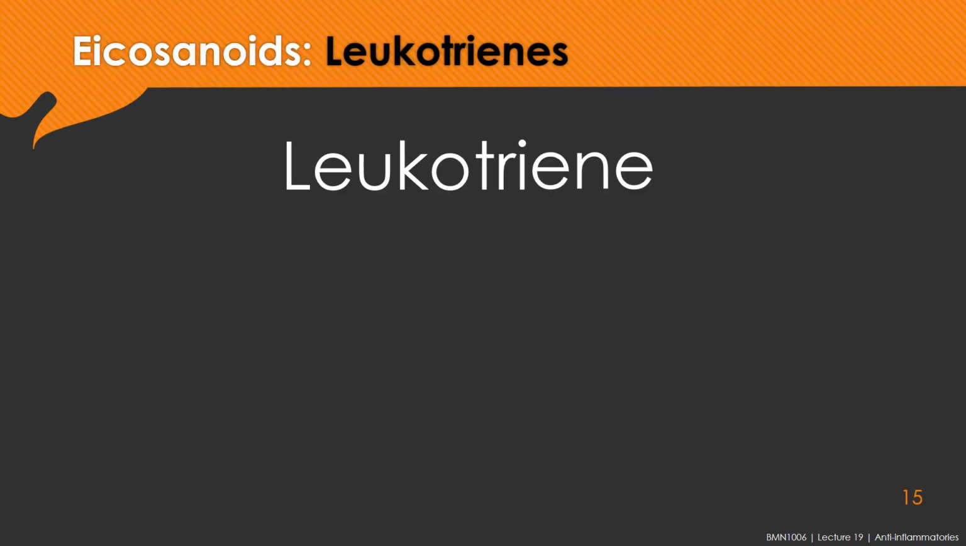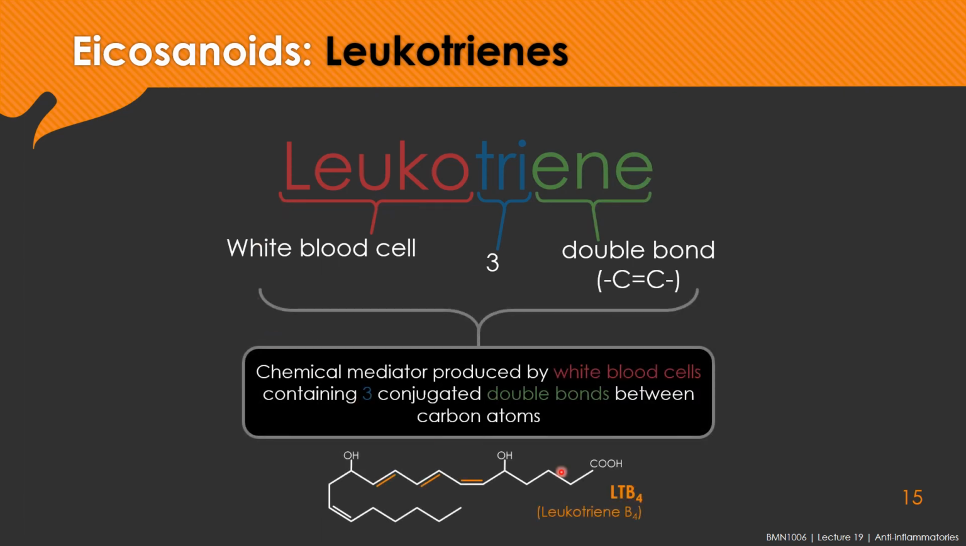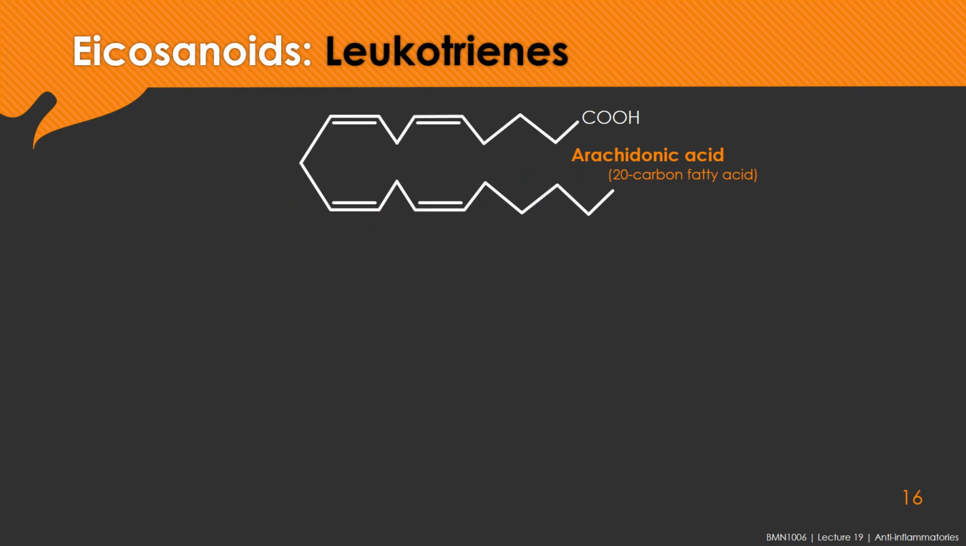Okay, another example of eicosanoid is leukotrienes. Looking at the name, leuko means they are produced by the white blood cells and it has three conjugated double bonds. So this is how a common leukotriene looks like. And my question is, what is the precursor of leukotriene? Well, the answer is again the 20-carbon arachidonic acid.